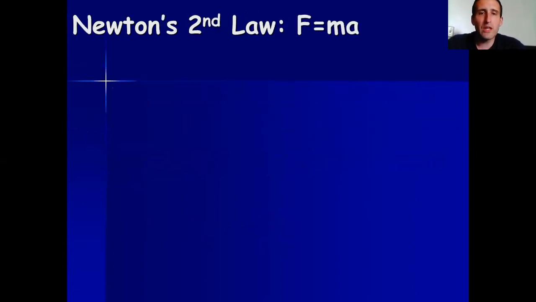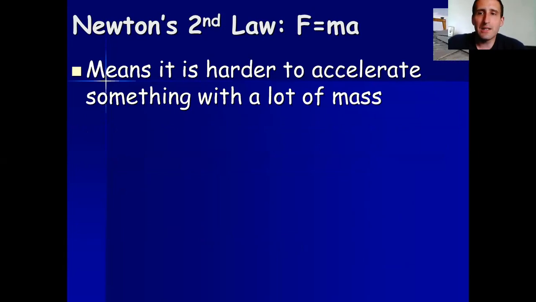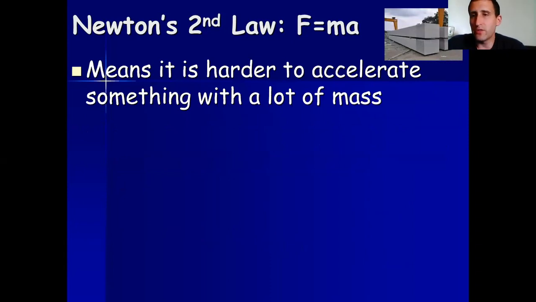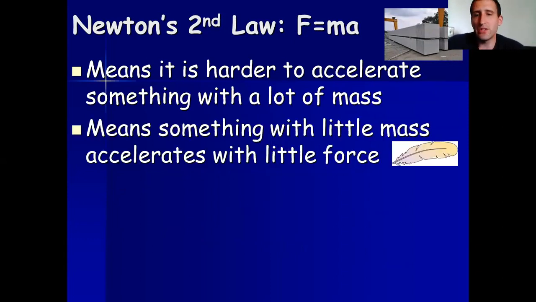So a couple of quick concepts. We already talked about this a little bit, but this means it's going to be hard to accelerate you if you have a lot of mass. So you see there a picture of some concrete blocks. Concrete blocks are very hard to accelerate because they are very, very massive. That's what F equals MA says. It also says that if you don't have very much mass, you're going to be easy to accelerate, right? A feather is going to be easy to accelerate because it has very little mass.